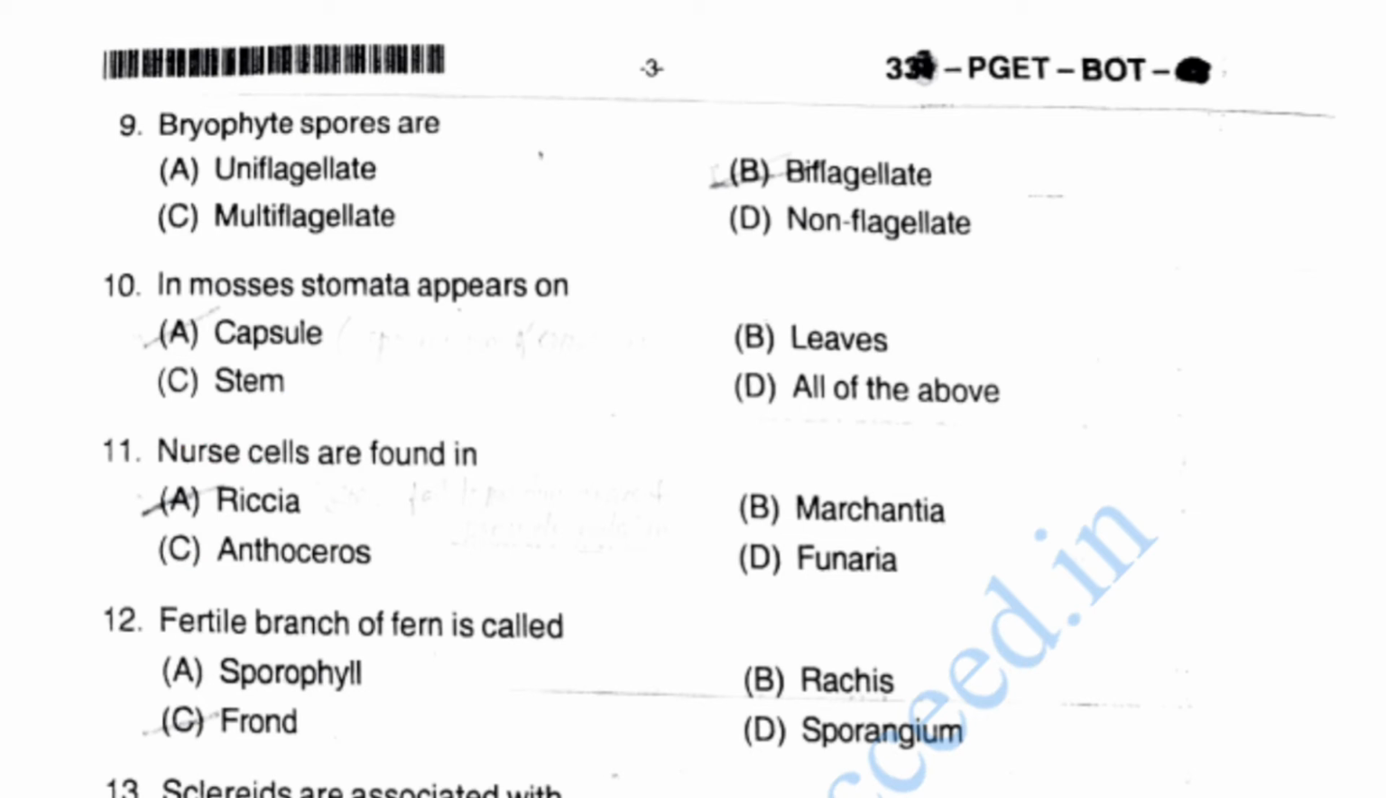Question number 12. Fertile branch of fern is called dash. Okay. Here, fertile branch of fern is called dash. Answer is the sporophyll. Sporophyll is the fertile branch of the fern.